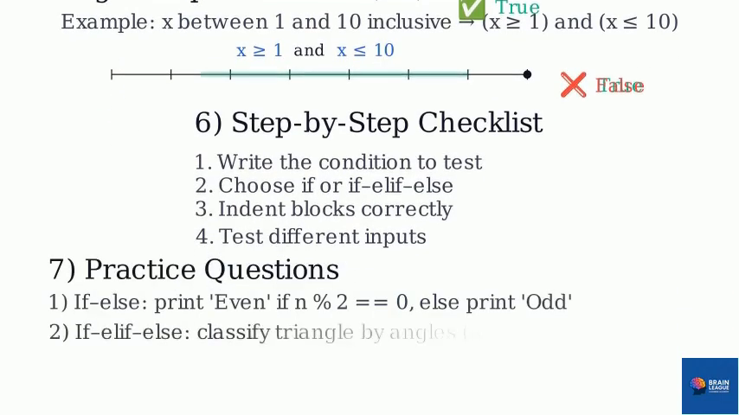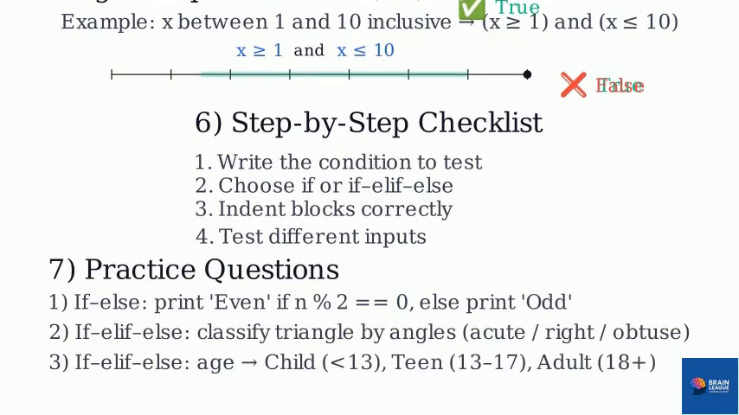Now you try a few. 1. Write an if-else that prints even if a number n is even, otherwise prints odd. 2. Given 3 angles, use else if to classify a triangle as acute, right, or obtuse. 3. Check a person's age and print child, teen, or adult based on the range.